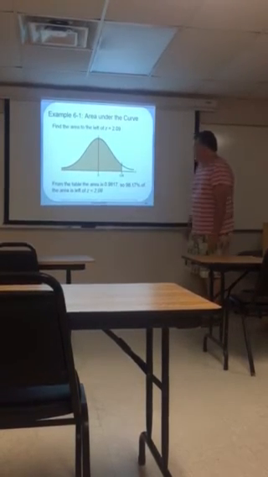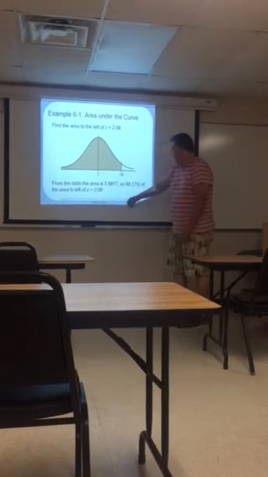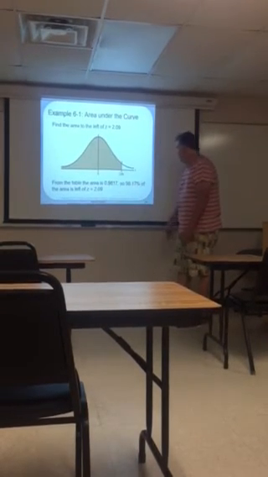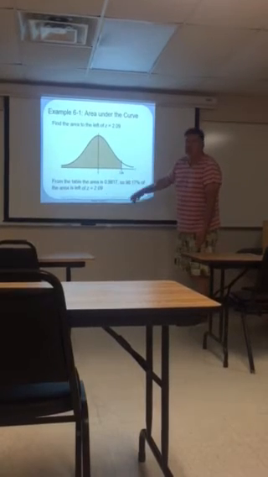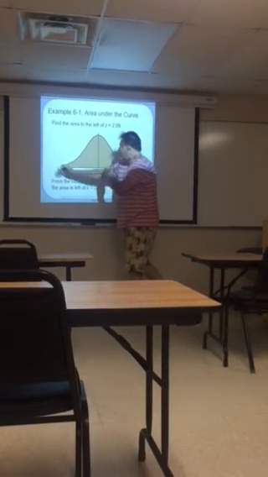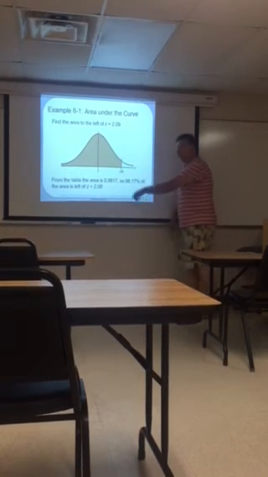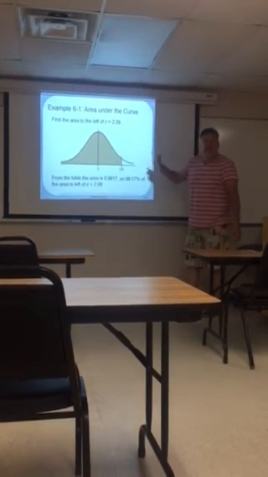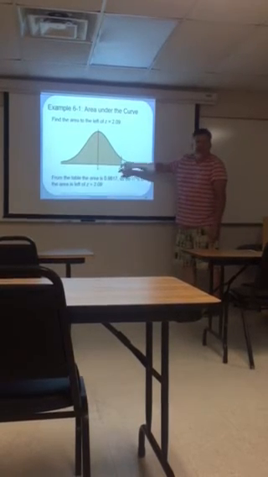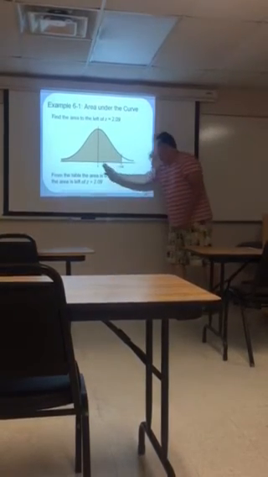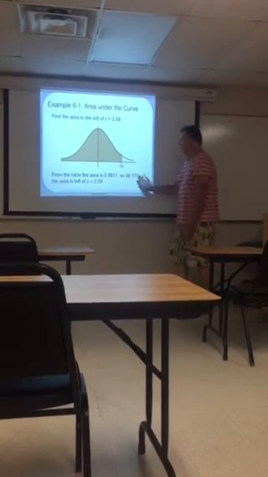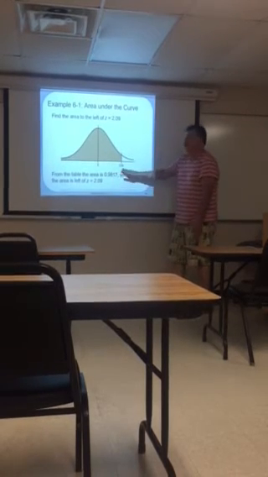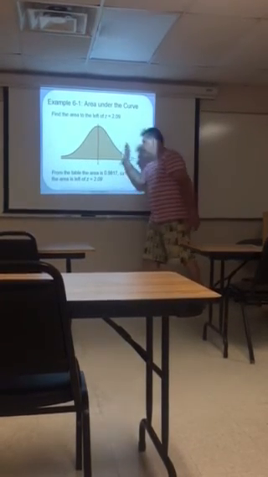So from the table, the area is 0.9817, or 98.17%. So 98.17% of the area is to the left. So everything to the left of this particular z-value, which is 2.09. Think of these z-values as standard deviations. So it's 2.09 standard deviations to the right of the mean. That makes up 98.17% of the total area to the left.